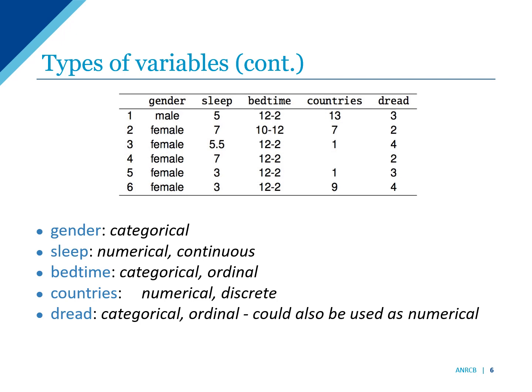That is, a bedtime of 10 p.m. to 12 a.m. comes before midnight to 2 a.m. Countries is a numerical and discrete variable. Discrete variables are made up of counts, and this is a count of the number of countries the student has visited. You cannot visit half a country, right? Dread is a variable that is categorical and ordinal because you are being asked to rank your level of dread with being in a statistics course on a scale of 1 to 5. You can also evaluate dread as a numeric variable.